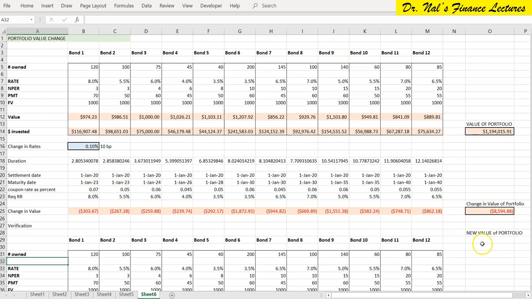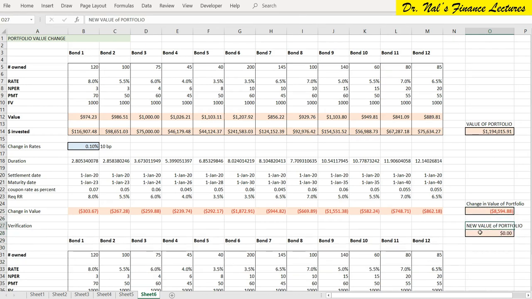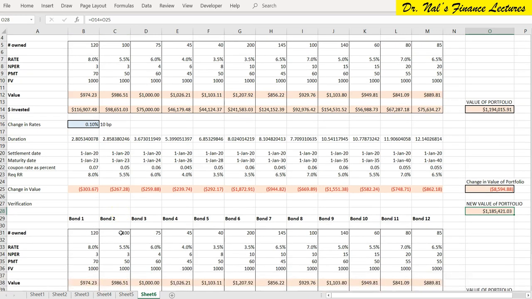Oh shoot, I just deleted this by mistake. Let me just Control X. Okay, let's rewrite this value. Control C. All right, so the value is equal to this number plus that number. All right, well, this is the new value. So what we could have done is the following.